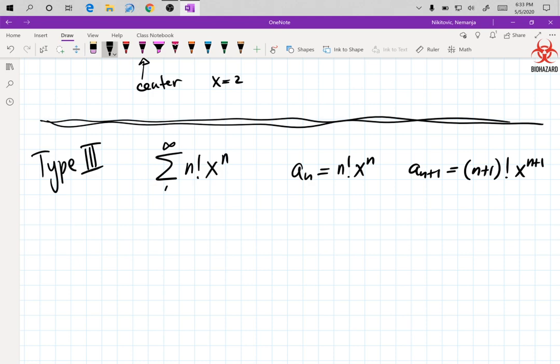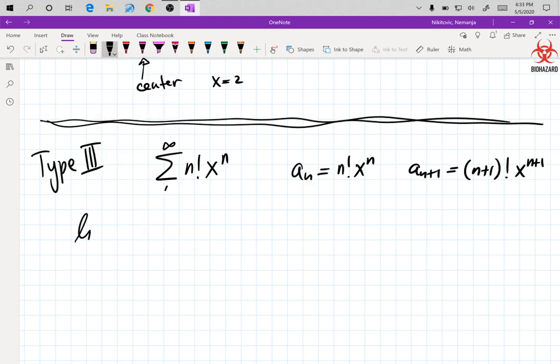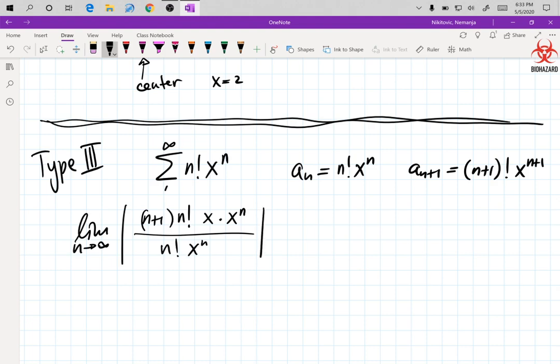And obviously, if you have any questions, just type them in the chat. All right, so the time is up long time ago, right? Limit as n goes to infinity of n plus 1 times n factorial times x to the n plus 1, right? When you peel off plus 1s, and then the bottom is just n factorial x to the n, right? So now when you cancel these, you run into limit as n goes to infinity of absolute value of n plus 1 times x.